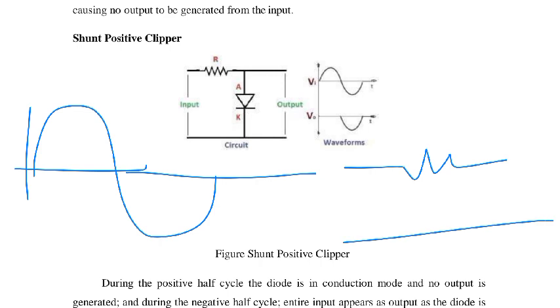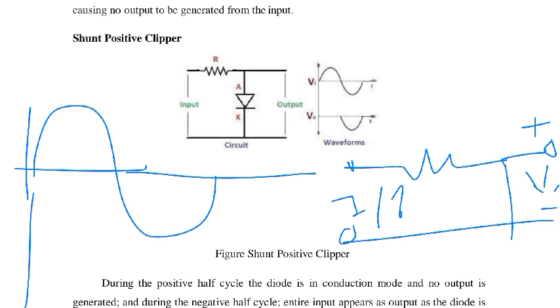This is the input supply. This path becomes short. This is the output here, where we are taking the output, and here we are taking the input. Output must be zero because the circuit is short. That means from here to here, output is zero. This is the positive half cycle operation of the positive shunt circuit.